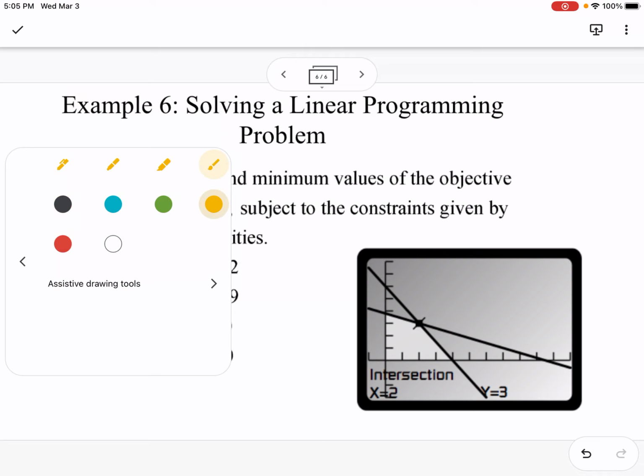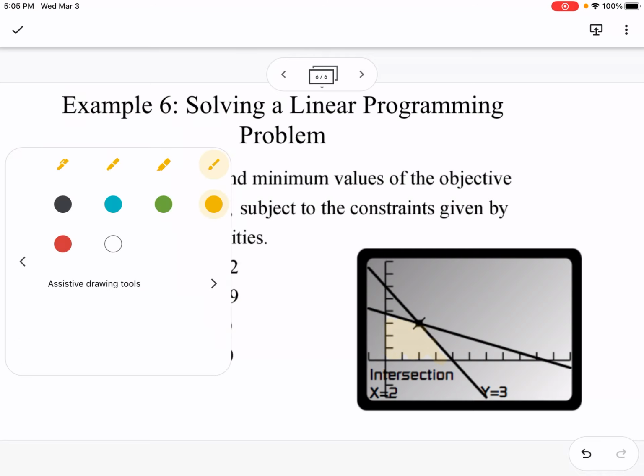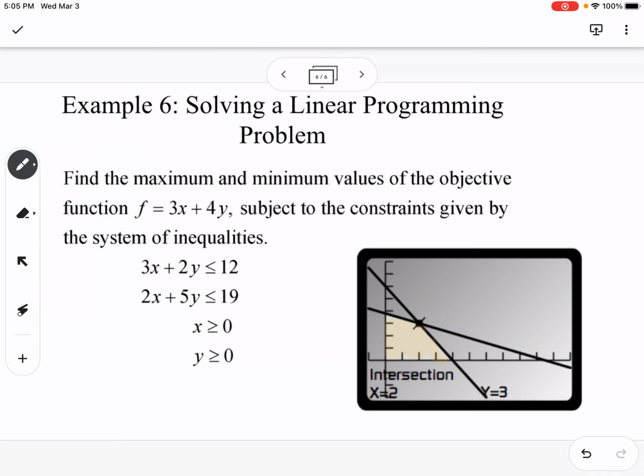Go back to my paintbrush that I figured out 2/3 of the way through the year. Okay, so there's my feasible region. So I have 4 different corner points that I would find here. So this point right here is at the point (4, 0). That right there is at (0, 0). That point right there, you could find it graphically. You can also find it using the cover-up method. That's going to come from this equation right here. It's going to be 3.8. So it's going to be (0, 3.8).